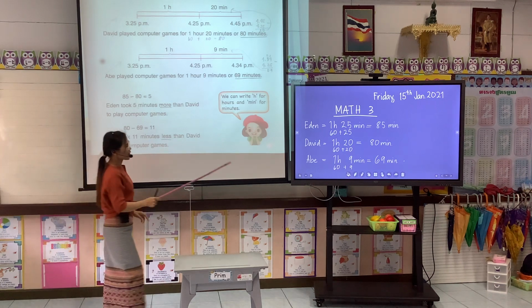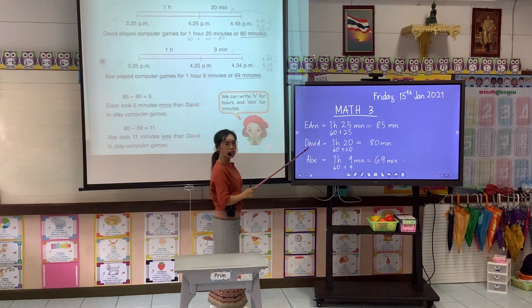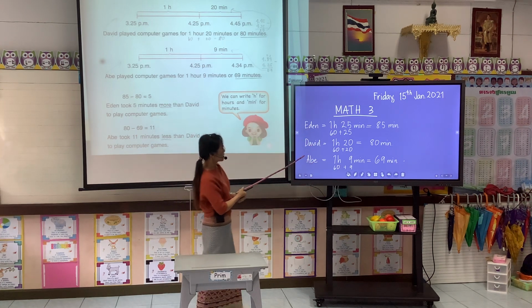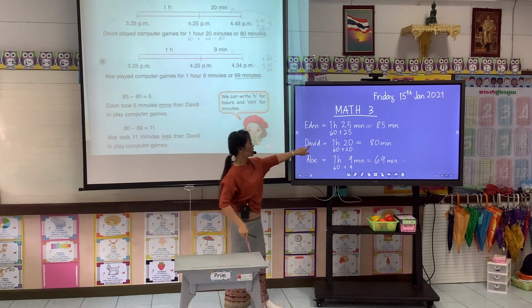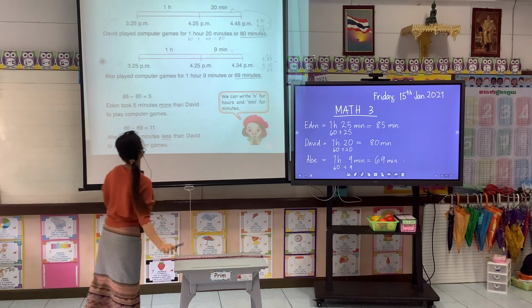What about if we compare David and Abe? David took longer time than Abe. And David and Eden, who took the shorter time? David took shorter time than Eden.